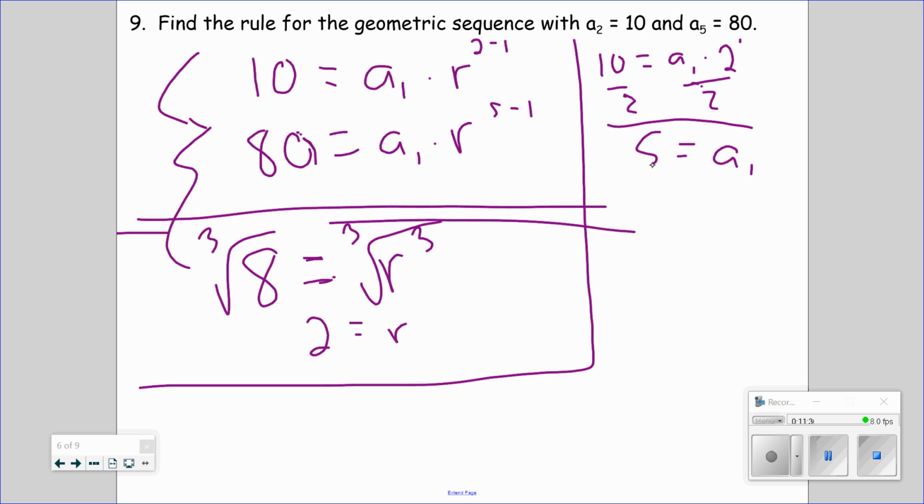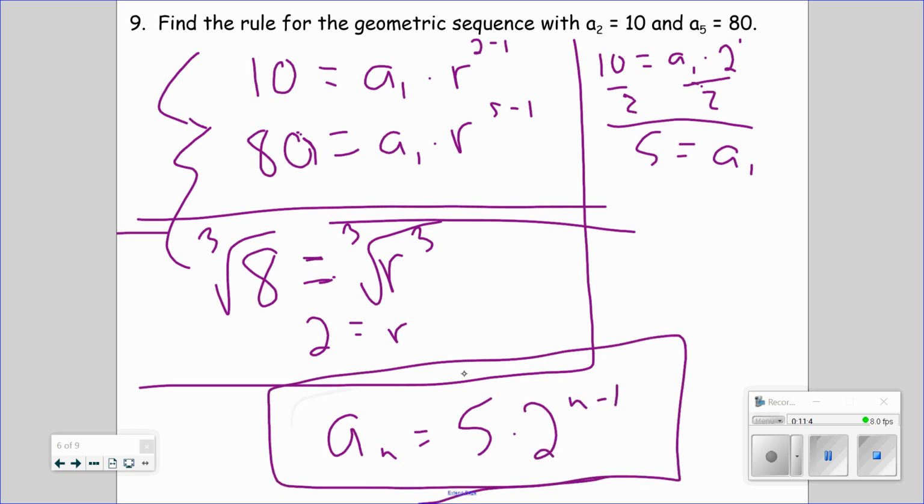Now you don't want to walk away until you've compiled your final equation. Your final equation would have your A1 of 5, your R of 2, and then an N minus 1 power. Okay?